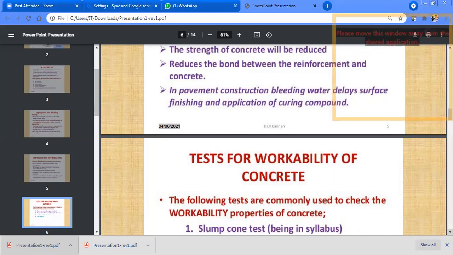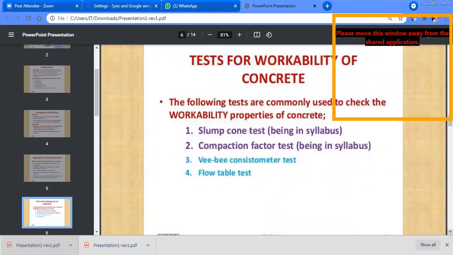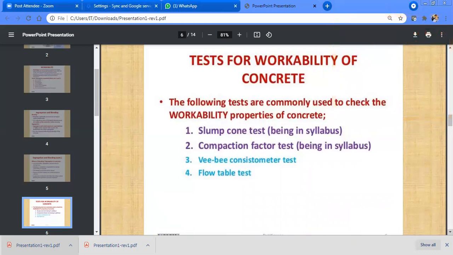In the construction, bleeding water delays surface finishing and the application of curing compound. Now the test for workability of concrete, how to test it. We have four types of manual tests, but normally, being a practical civil site engineer, we are doing the slump test at site.